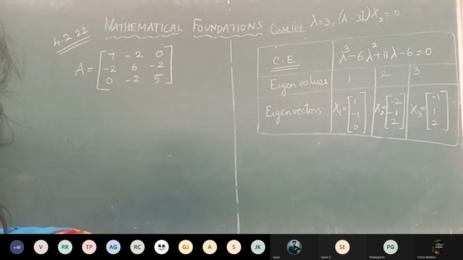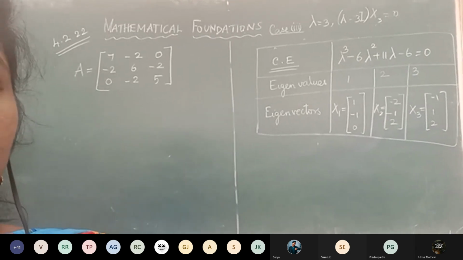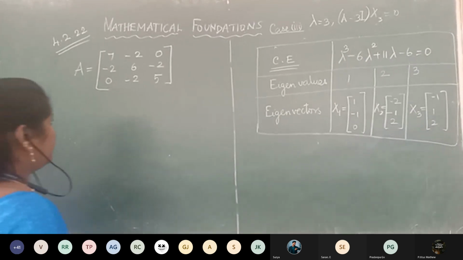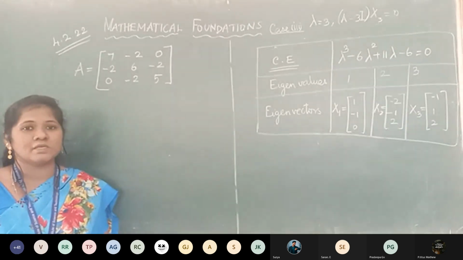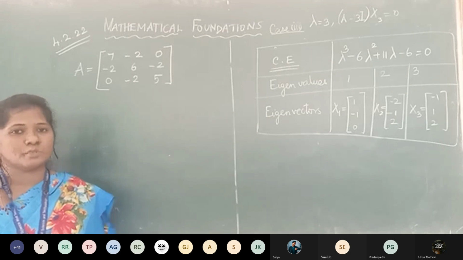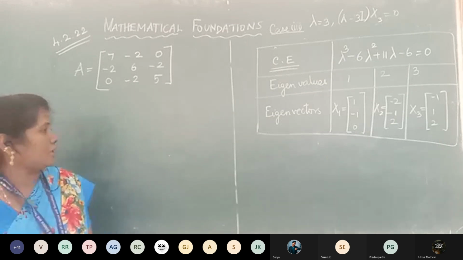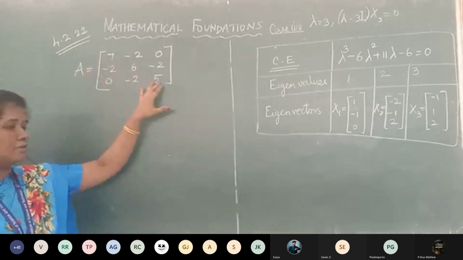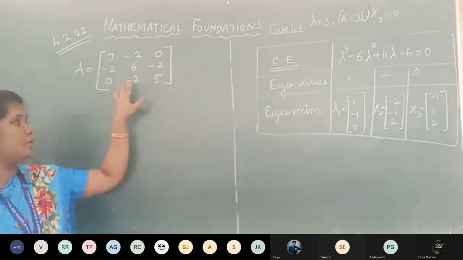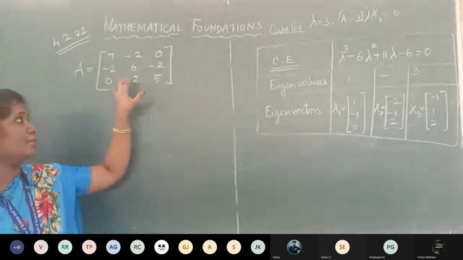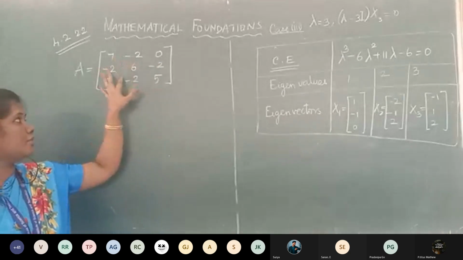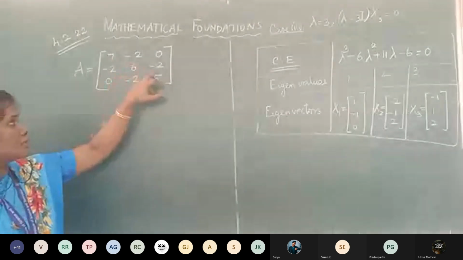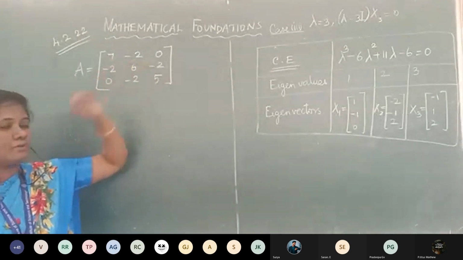Symmetric matrix means what? Symmetric matrix means if your given matrix is equal to your A transpose, it is a symmetric matrix. If it is not equal, it is not symmetric. Okay, how do you see it? The values above and below your diagonal elements, if they are the same, that means it is a symmetric matrix. Okay, here if you see, it is minus 2, minus 2, minus 2.